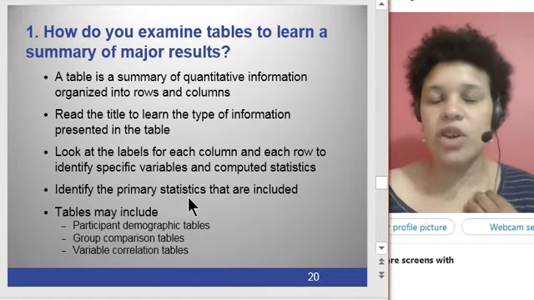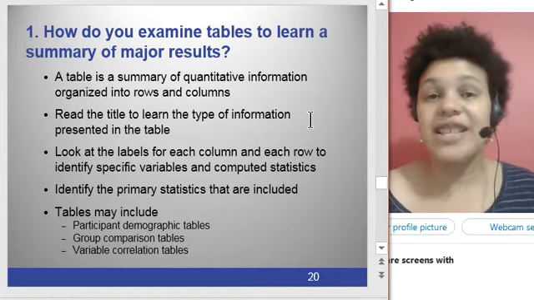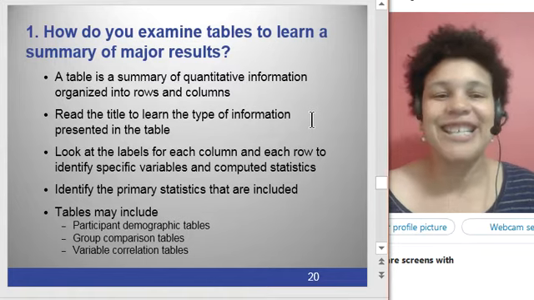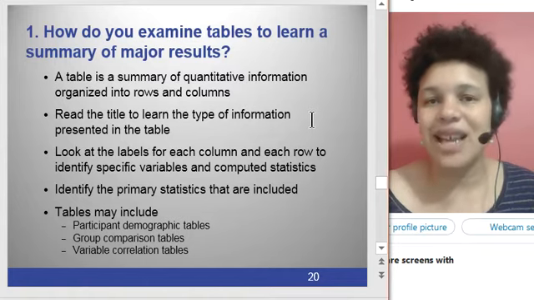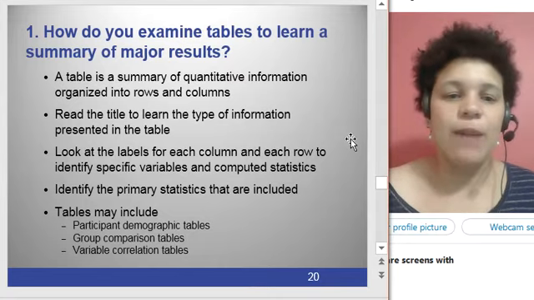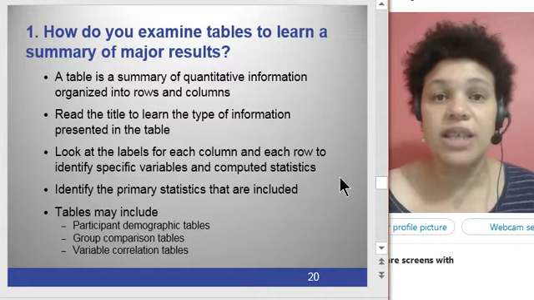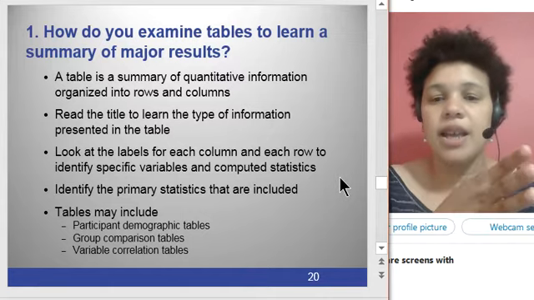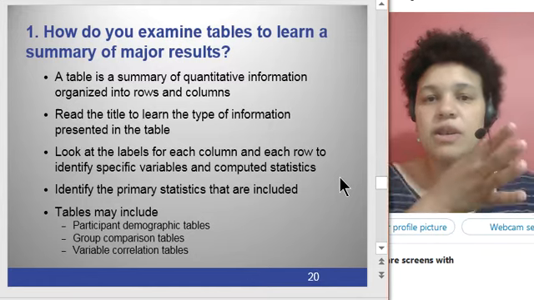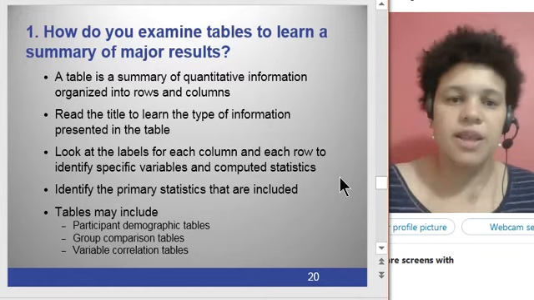So the tables, we're going to be seeing a summary of quantitative information organized into rows and columns. Reading the title first is important, but sometimes the title is not informative. Table 1, not informative. Looking at the labels for each column and each row to identify specific variables and computed statistics. Usually you see independent variables along the rows and the dependent variables in the columns.